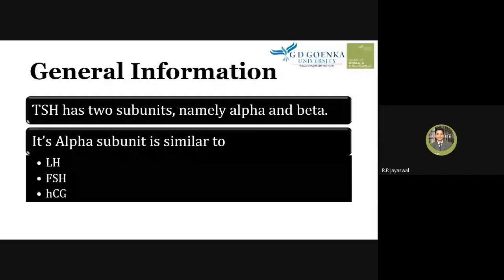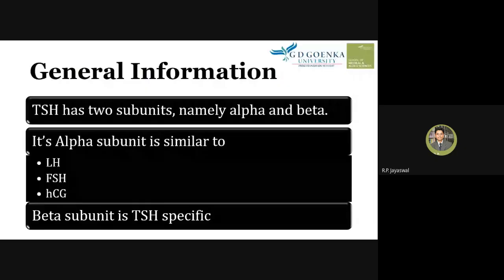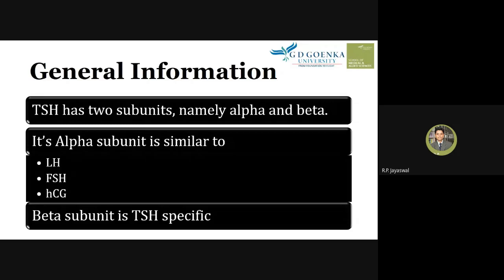So this alpha subunit of TSS is also similar to the alpha subunits of LH, FSH, and human chorionic gonadotropin. The beta subunit is TSS specific. If you see the structure of the beta subunit, it is unique to TSS only. It is not similar to the beta subunit found in LH, FSH, and human chorionic gonadotropin. So alpha subunits are similar, whereas beta subunits are unique and very specific to TSS. I hope you have understood about the two subunits of TSS.